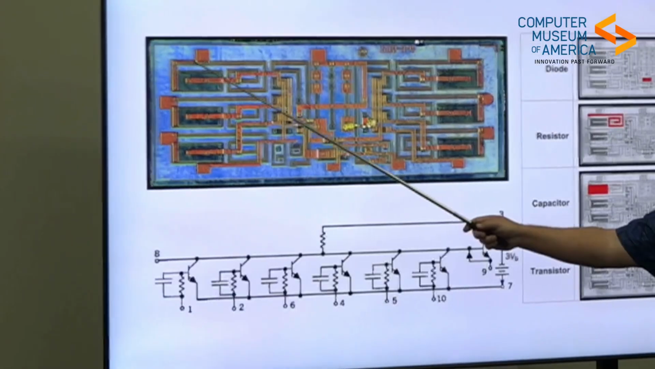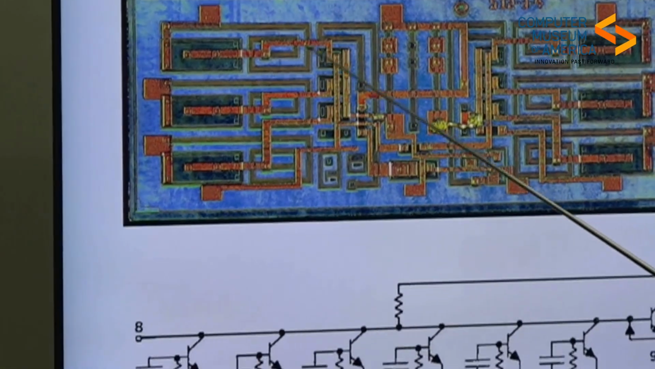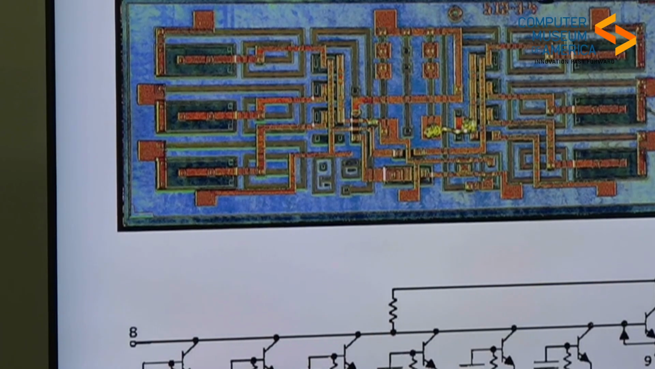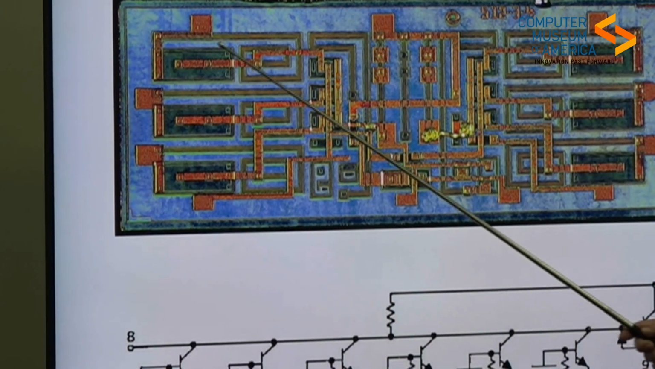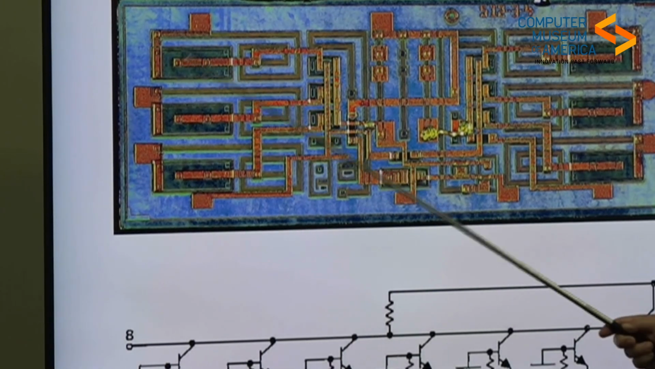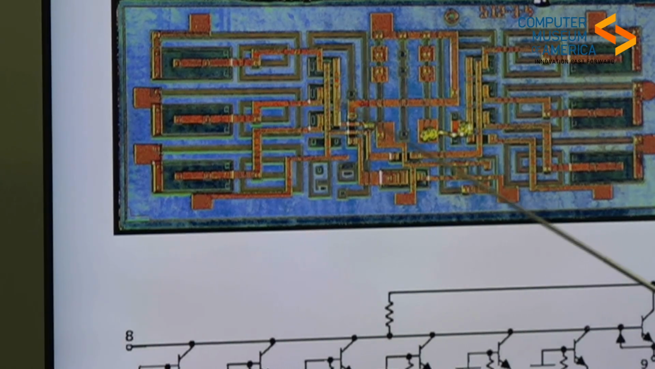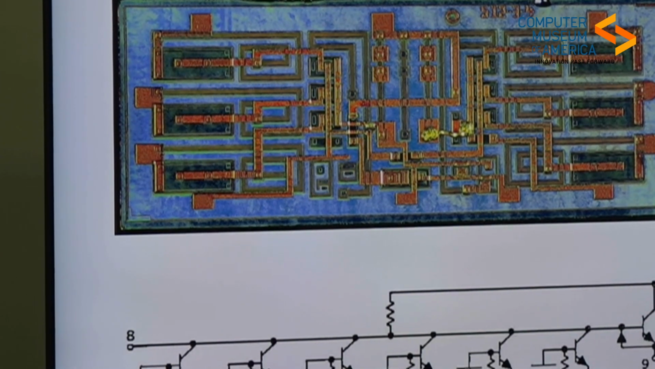This right here is a resistor, and the length of the resistor determines how much it restricts the flow of electricity. And then this over here is a capacitor, which stores charge or electricity. And then these are the transistors right here, and over here and here. Okay, so you got this all? If you got this, you're EEs now.